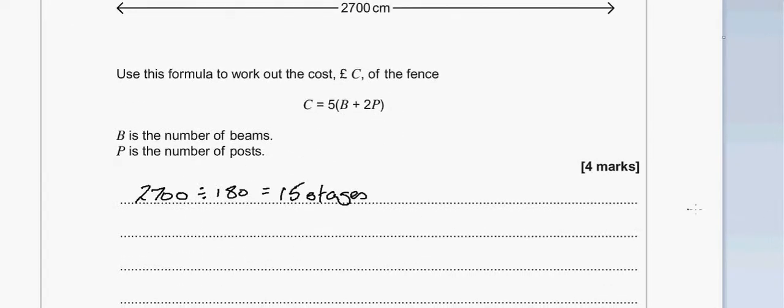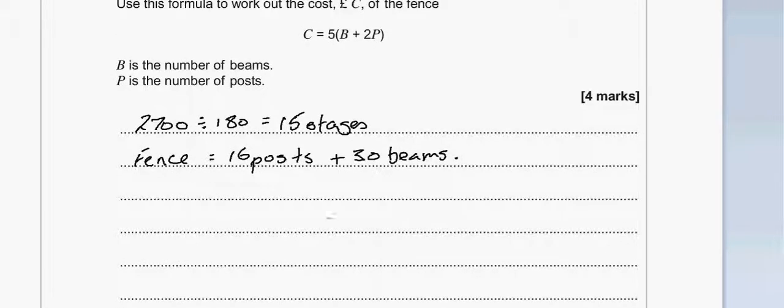So the fence would equal 15 posts plus 1, so this would be 16 posts, plus, now we know he needs 2 beams for every stage, so this would be 2 lots of 15, so this would be 30 beams. Okay, so now we can use the formula.